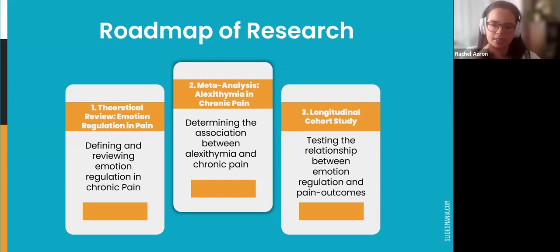And then finally, I'll show you data from a large longitudinal cohort study that my colleagues and I have been conducting over the last couple of years, where we've been able to test some of these theoretical questions empirically and start to parse the longitudinal relationship between emotion regulation and pain so we can see how this matters and how this is impacting outcomes.